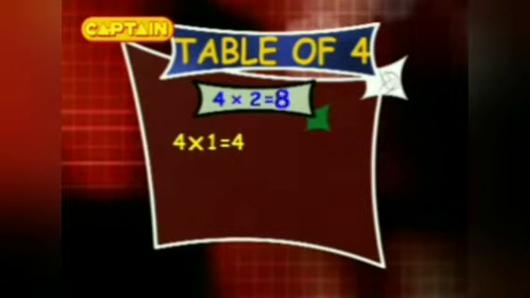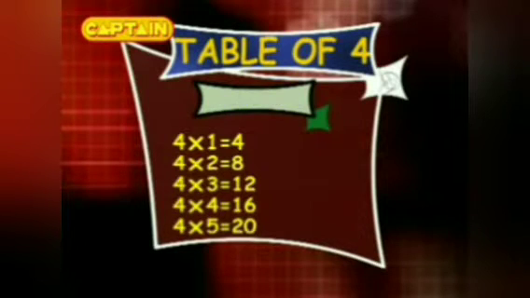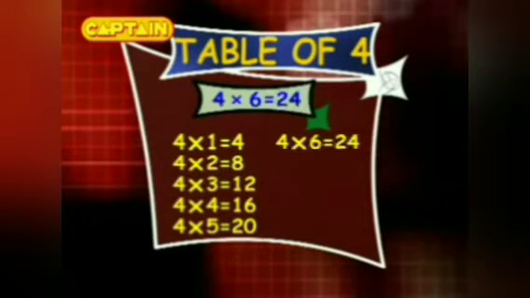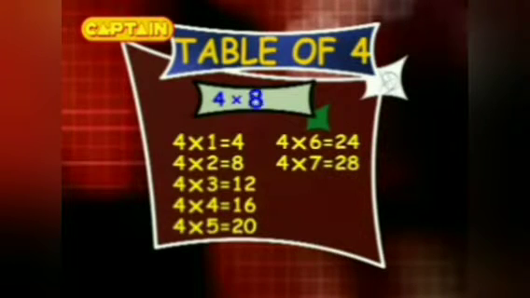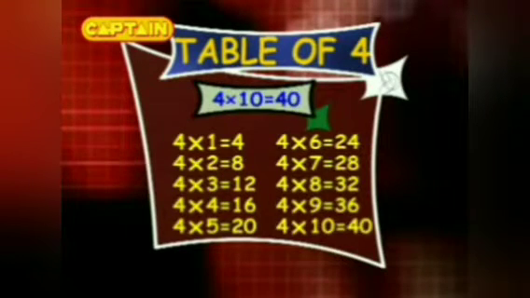Table of 4. 4 ones are 4, 4 twos are 8, 4 threes are 12, 4 fours are 16, 4 fives are 20, 4 six are 24, 4 sevens are 28, 4 eights are 32, 4 nines are 36, 4 tens are 40.